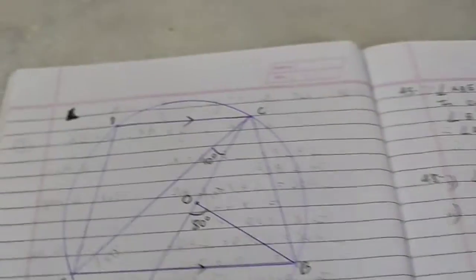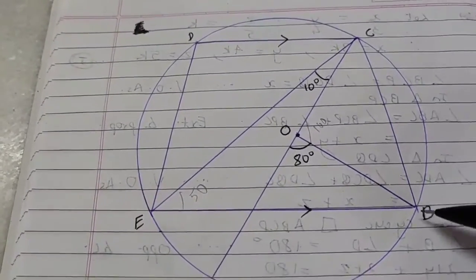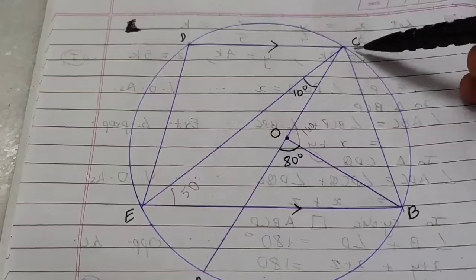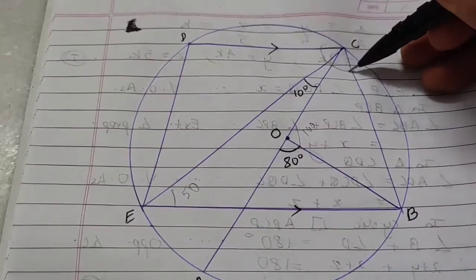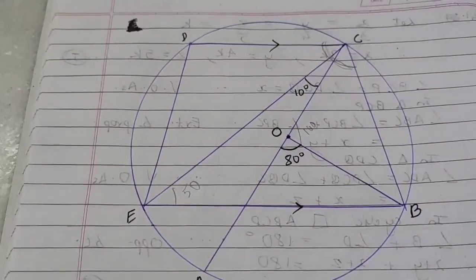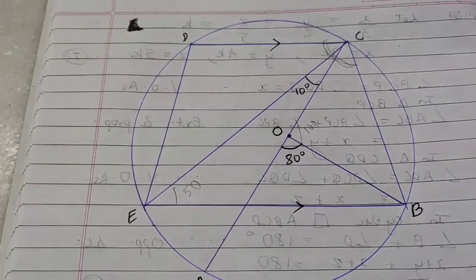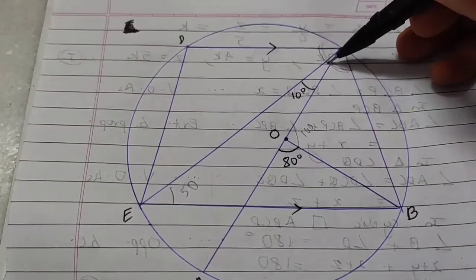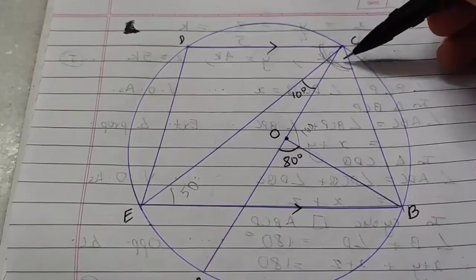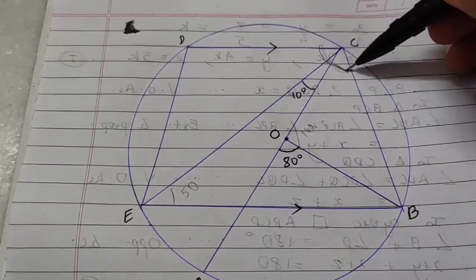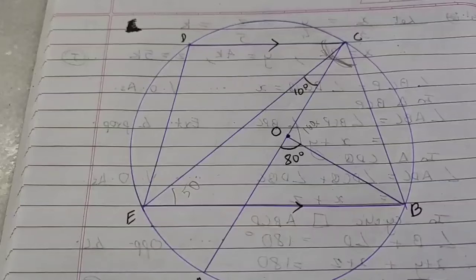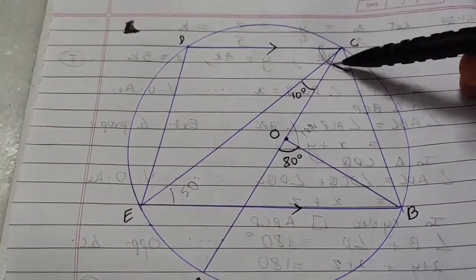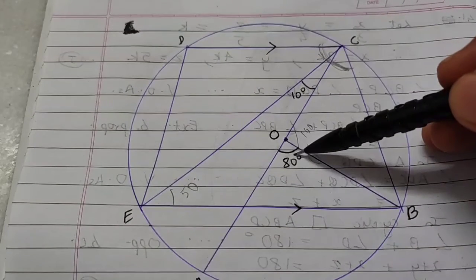Angle BCD. BCD, that's the entire angle they want. That is this angle plus this angle plus this angle. Out of which this angle is 10 degrees, that's done. How do I find this angle now? Well, this angle will be half of this angle.